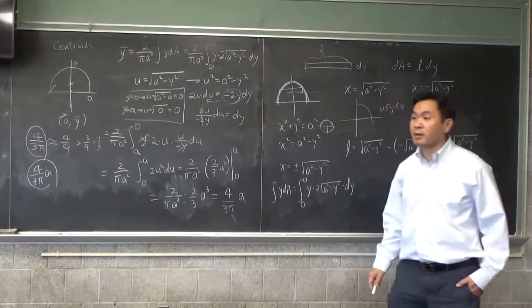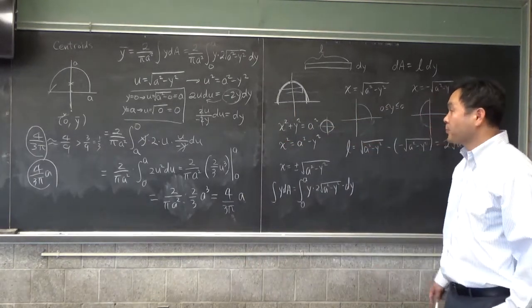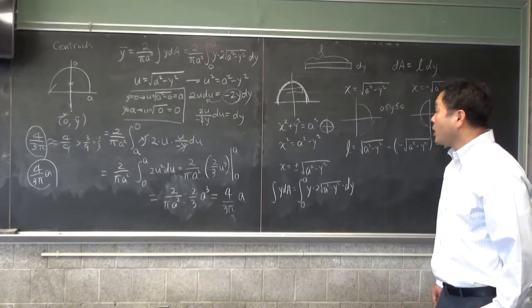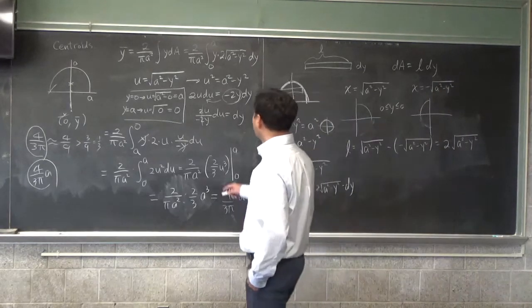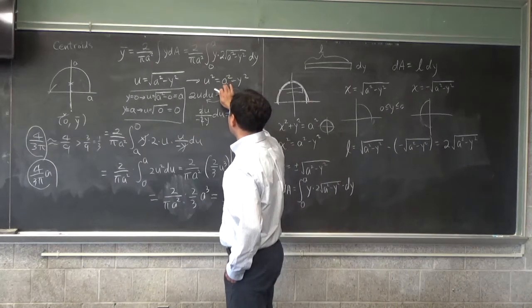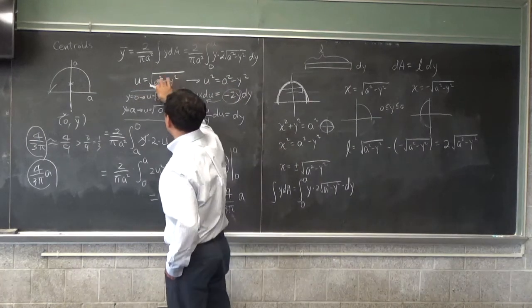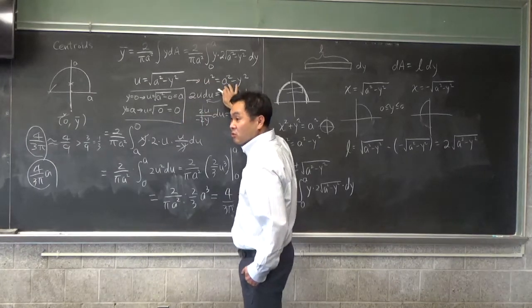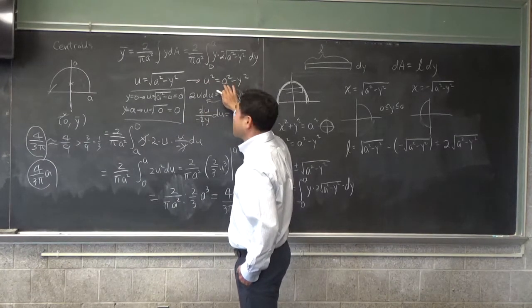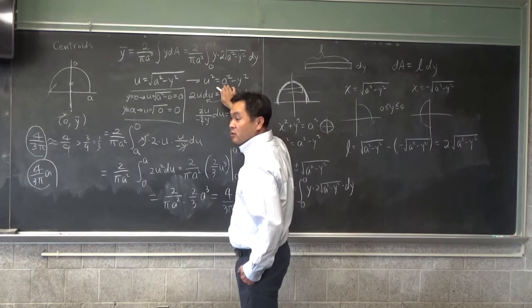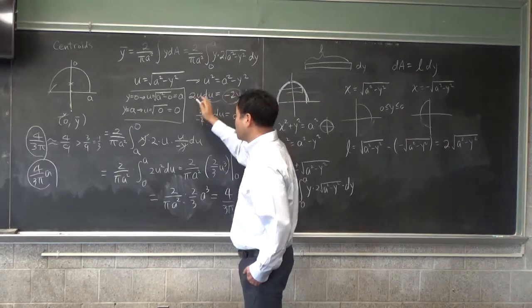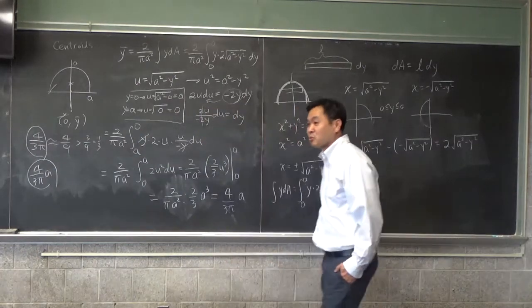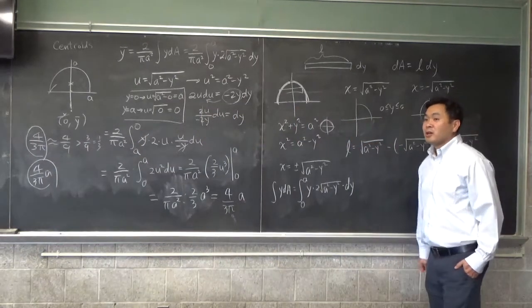Yes? When you took the integration over there, where did the a squared go? See, when you have u equals the square root of a squared minus y squared, and when you differentiate this, a is a constant, it doesn't change. So when you differentiate a constant, what do you get? It's zero. That's why it doesn't show up. It only shows up here after doing the change of variables. Any other questions?